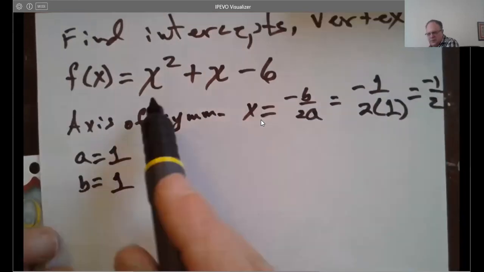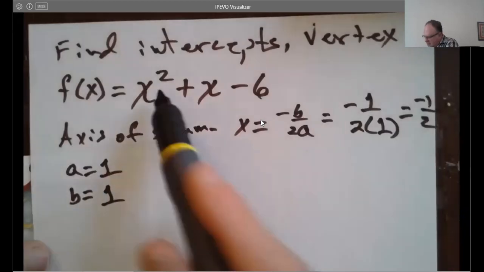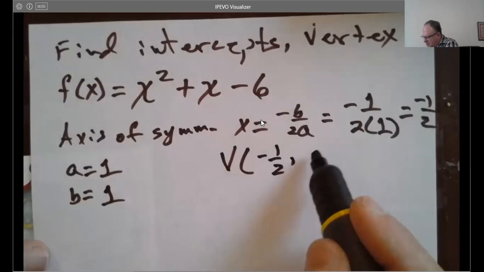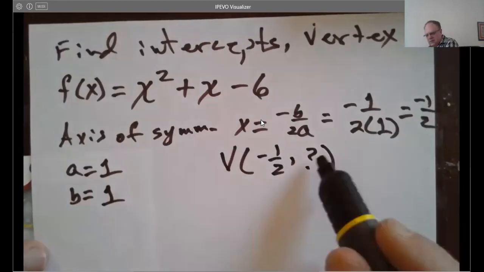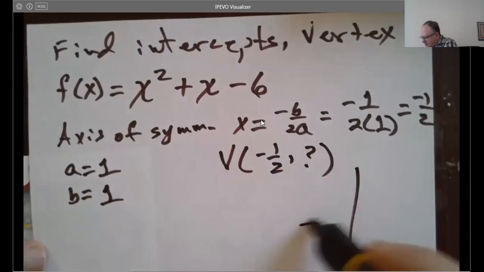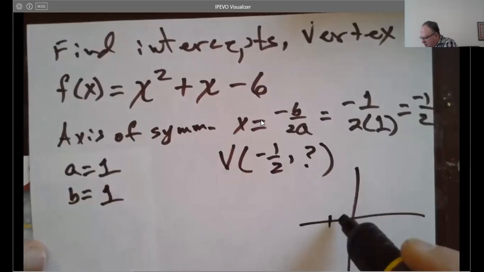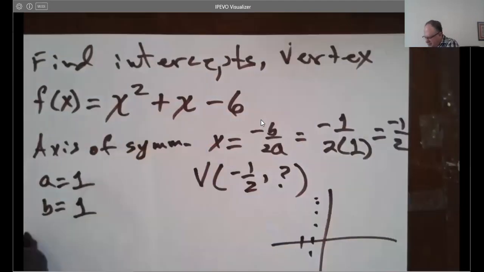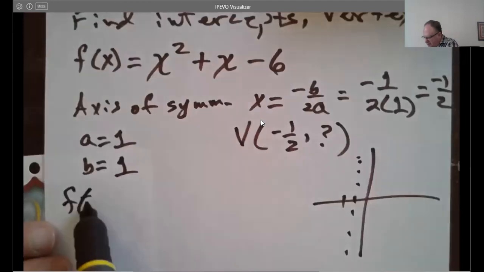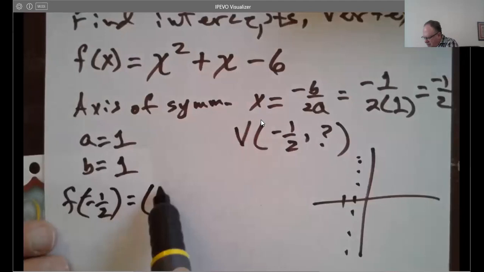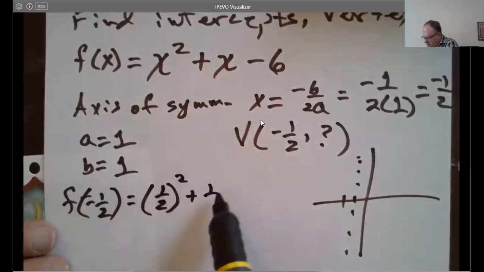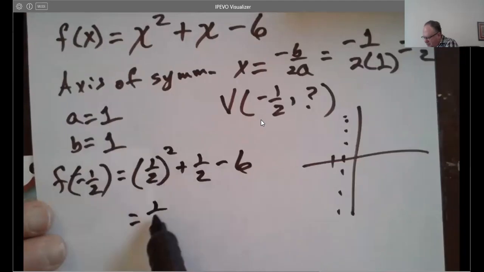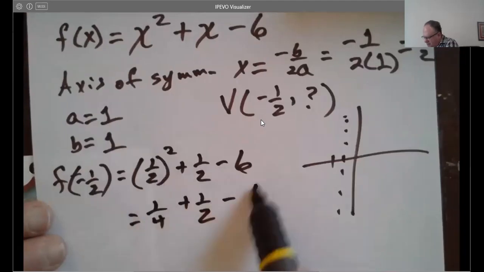Okay, so if we were to substitute that back in, so far our vertex is negative 1/2, but we need to find the y component to our vertex. So if we looked on our graph, here's negative 1, negative 1/2 would be right here. So we've got to take this x value and substitute it back in. So this would be f at negative 1/2 equals 1/2 squared plus 1/2 minus 6. So this is 1/2 times 1/2 is 1/4 plus 1/2 minus 6.